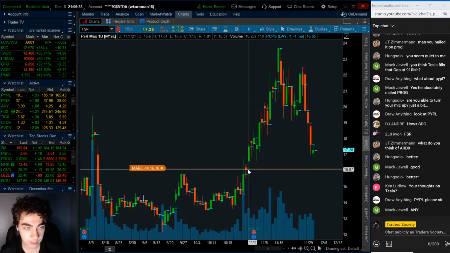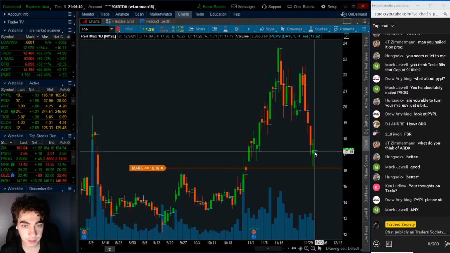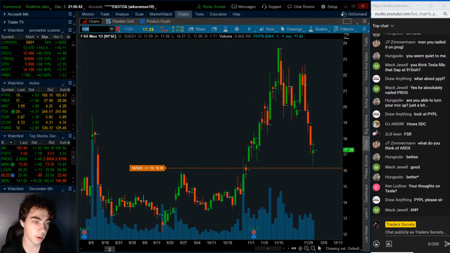So you could look to see how it reacts towards $16.05 a share. If you see a bullish reaction around there, it should pop back to like 17 plus. So yeah, we'll see how that reacts. So let's see.